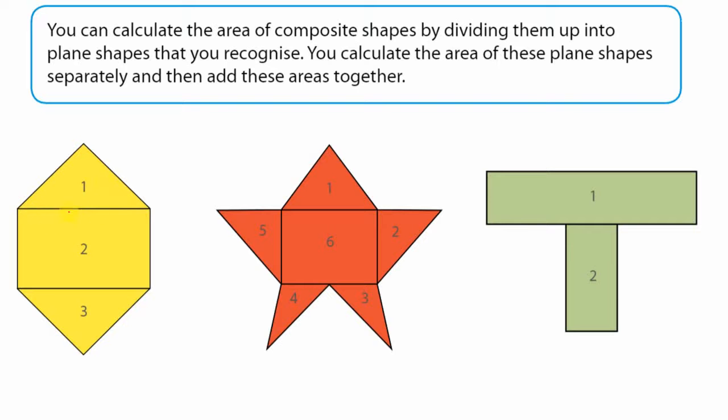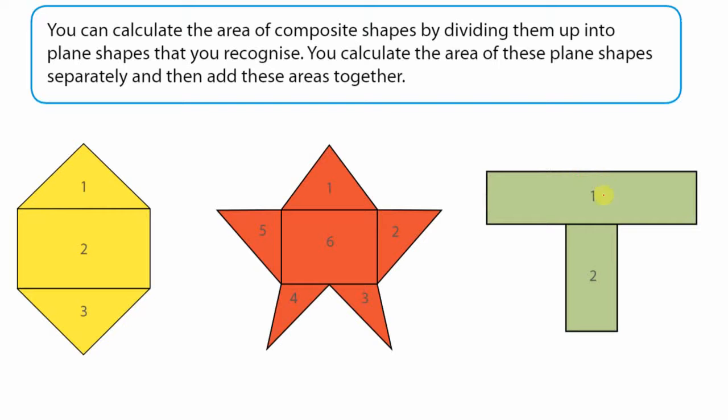So for example, here we have a rectangle and then we have two triangles. So we can simply divide this composite shape into its simplest shapes and calculate the perimeter or the area of each of the plane or simple shapes and then add them up to get the area of the complete shape. So here we have 6 different areas or perimeters that we will calculate and then add them all up to get the complete area of them all combined.